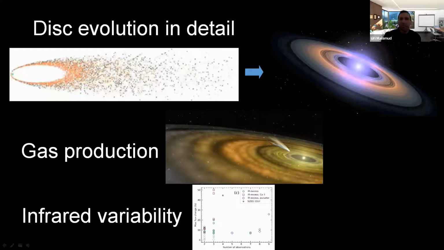So you start with an eccentric disk like this, but you want to get to something like this. That's the first problem. Also, you want to explain the gas production, as I said. You also want to explain why gas is only seen in a fraction of cases. You want to explain what exactly this infrared excess is, where it is coming from, and where the variability is coming from. All of this is just a really big riddle. We don't know how to explain this.